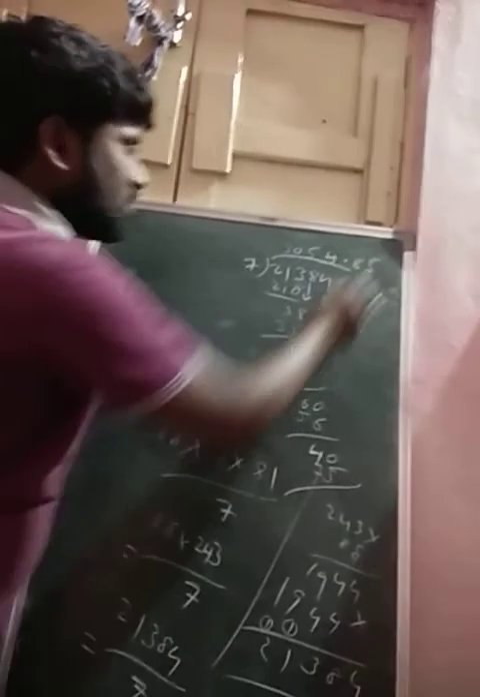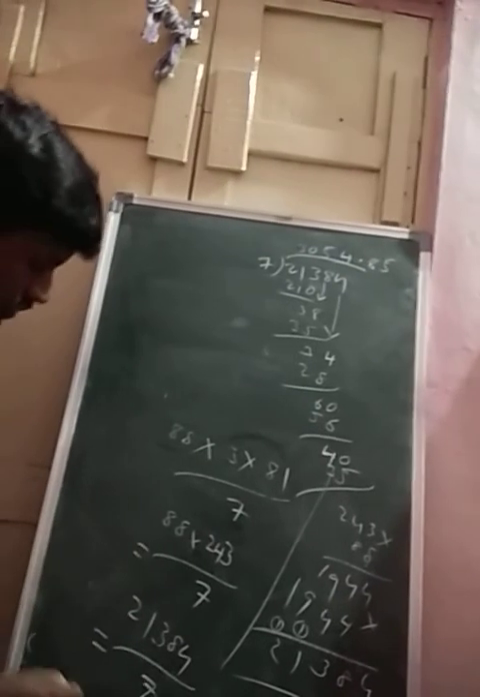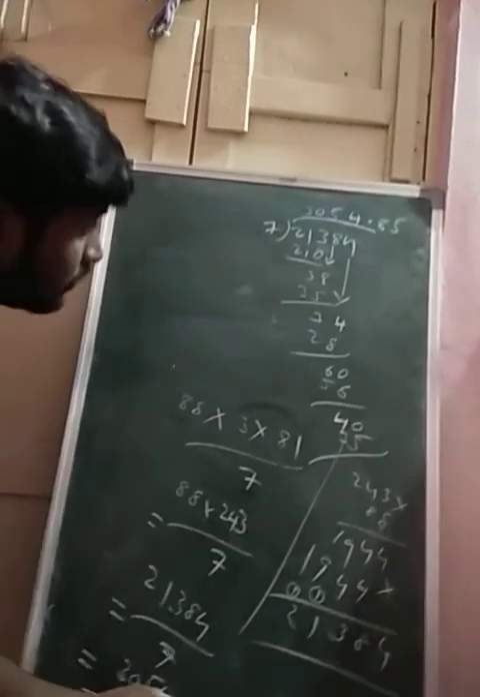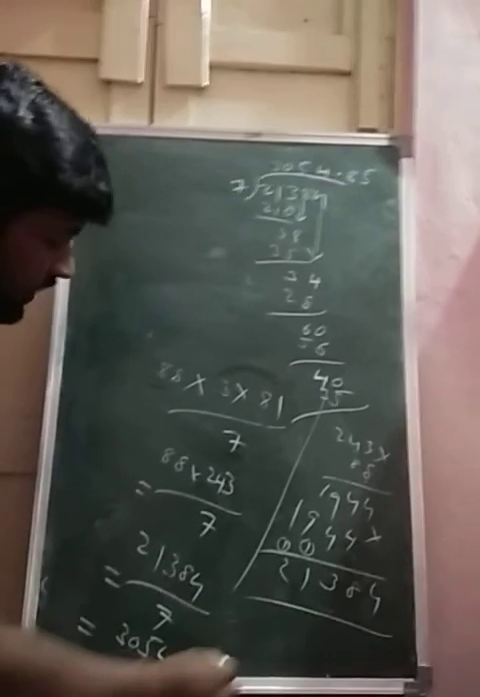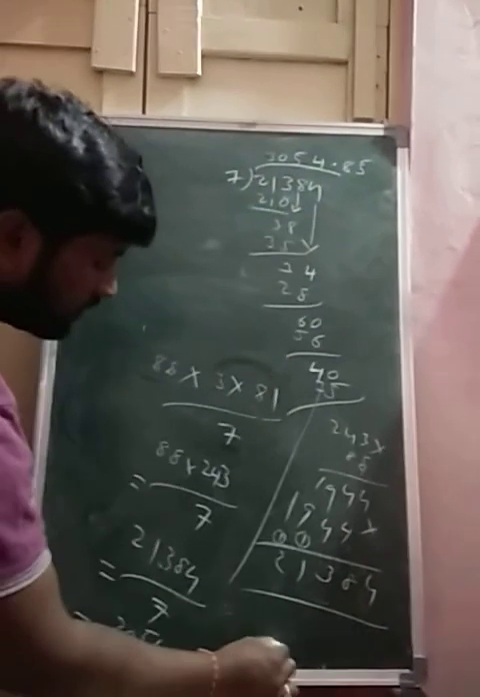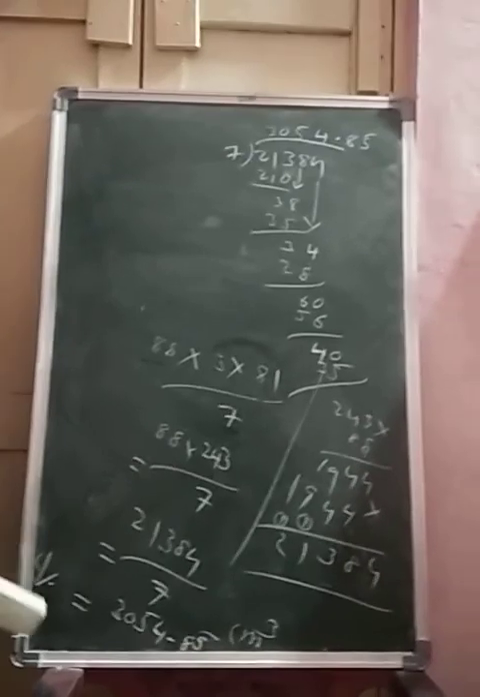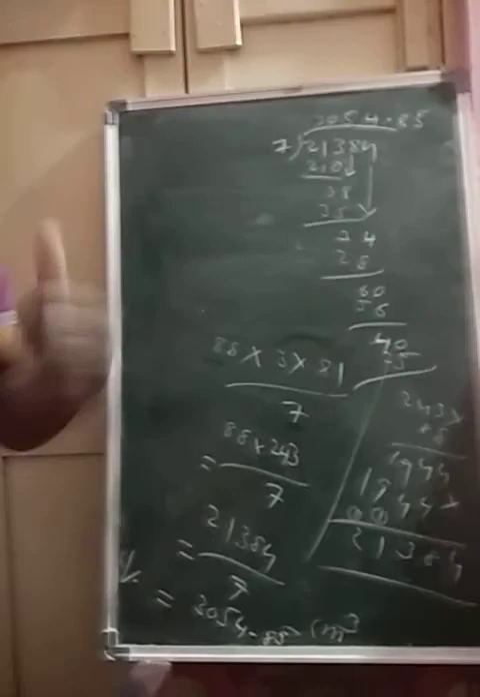So we get approximately the volume is equals to 3054.85 cubic centimeters. Okay, students, so this is the volume of a sphere. Thank you students.